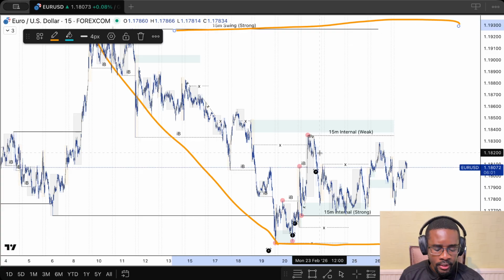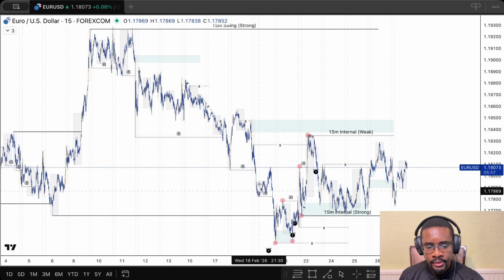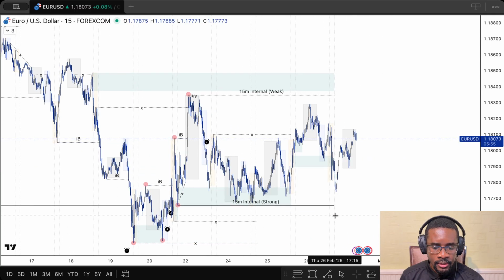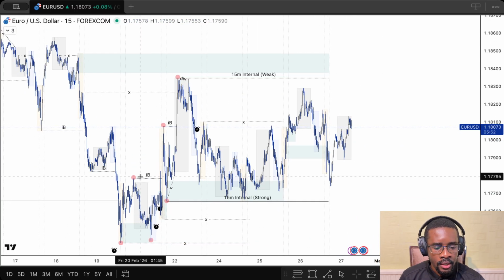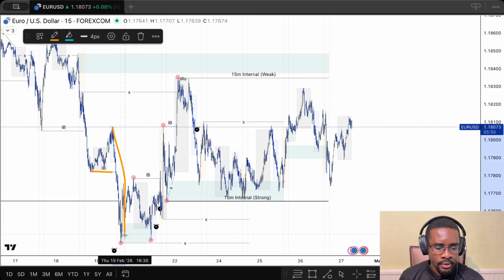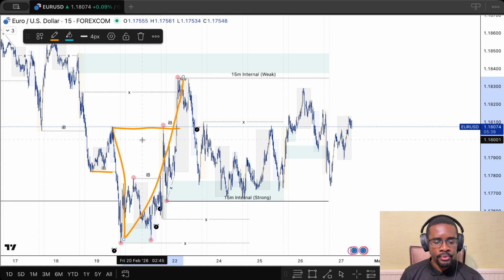So swing on the 15-minute, we are bearish. However, internally we shifted bullish. This was our last real push down, and the moment we broke structure up there, with this whole push up, this is where we have our internal switching bullish.